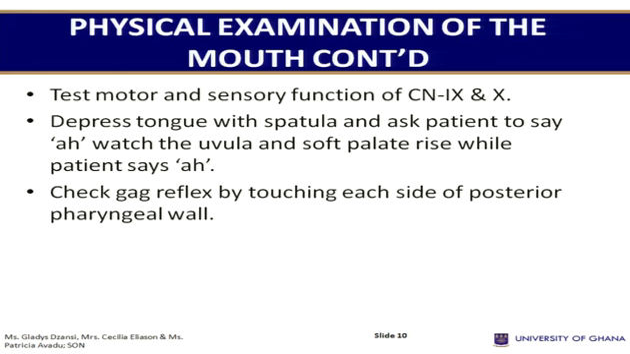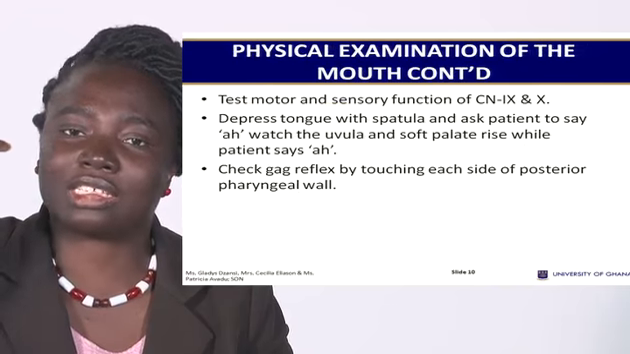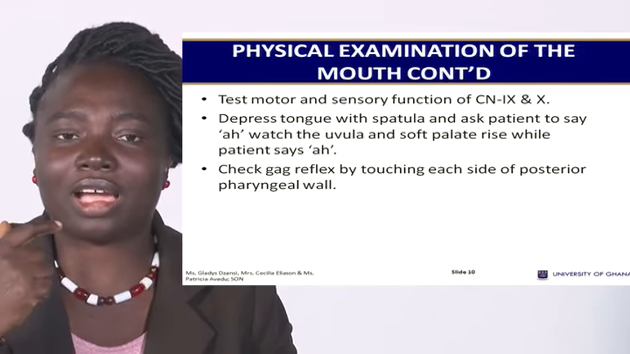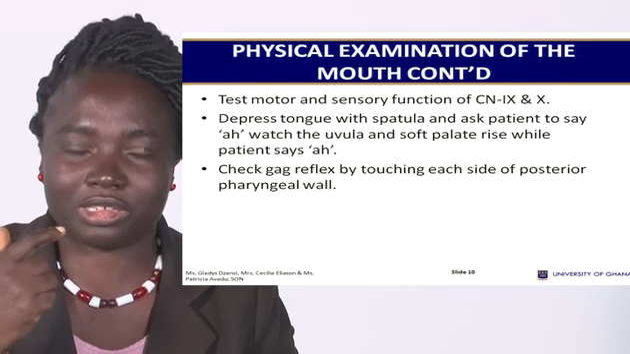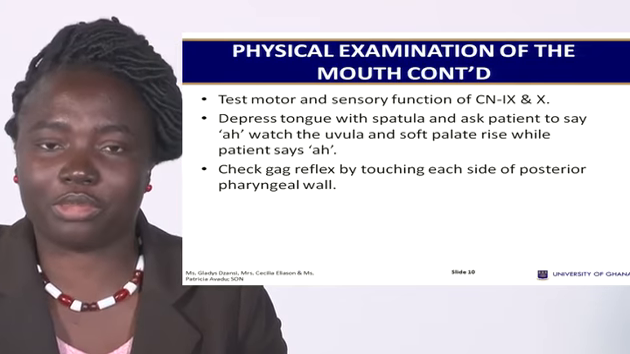You also check for gag reflex by touching each side of the tongue at the posterior part, the pharyngeal wall. You touch the posterior pharyngeal wall using the spatula or your gloved finger. And if the gag reflex is present, the patient will behave as if he wants to vomit.